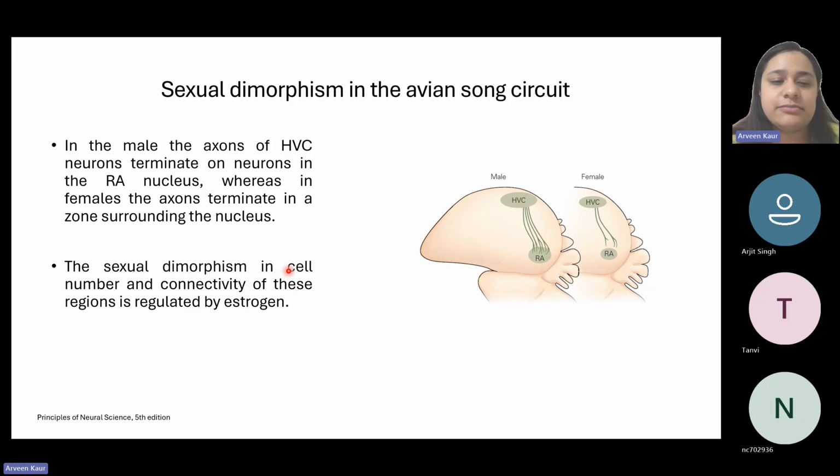The sexual dimorphism in cell number and connectivity of these regions is regulated by estrogen. Over here, it is being regulated by estrogen because only the female has estrogen. That is why it is showing a different kind of pattern. And because over here in the male estrogen is not present, it is showing a different kind of pattern, right?